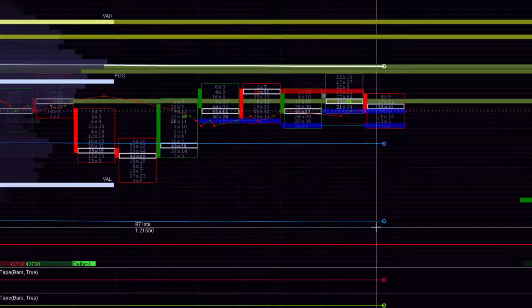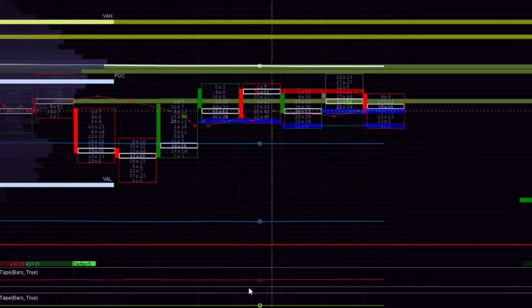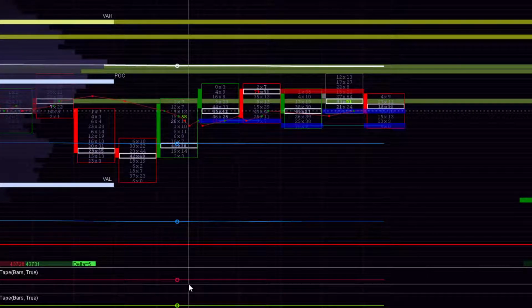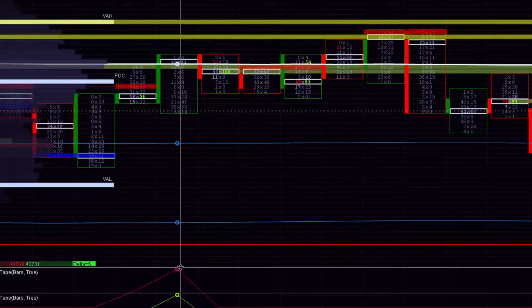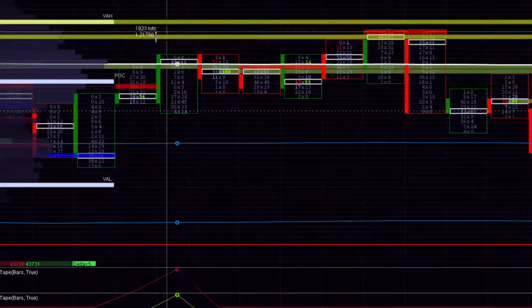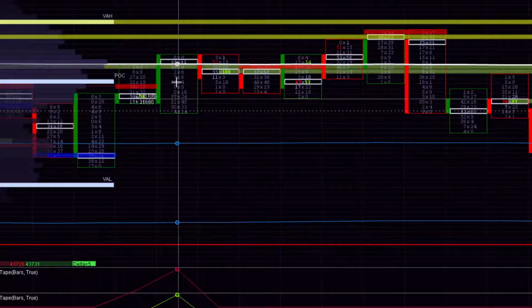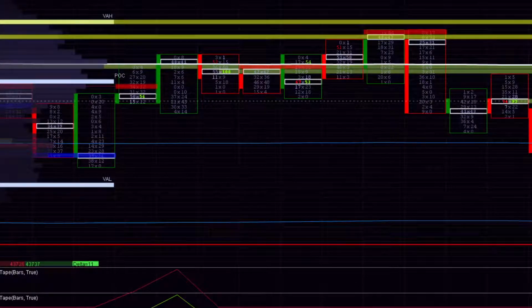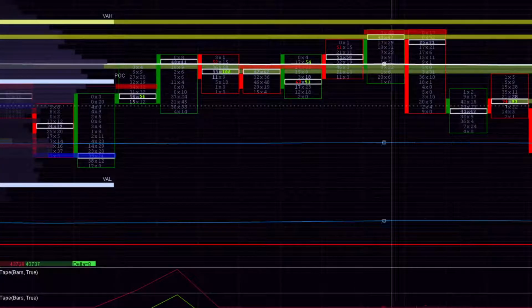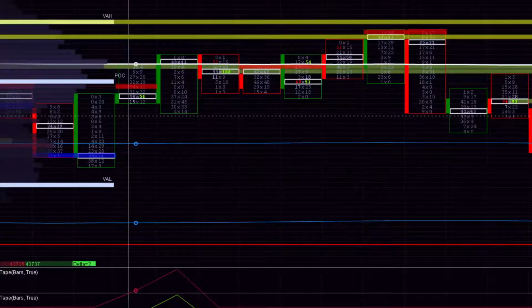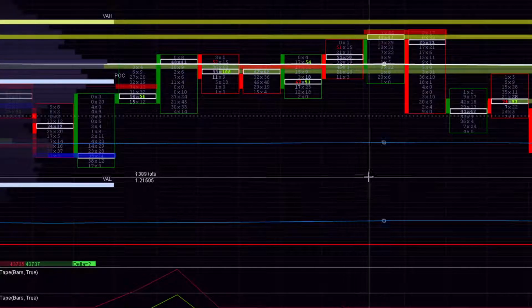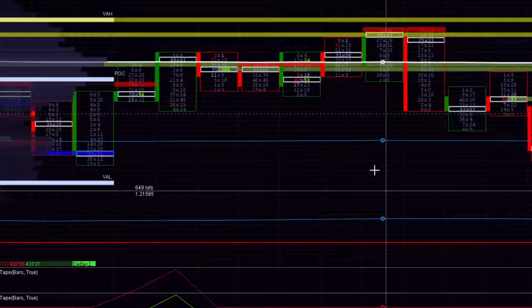You can have, for example, the speed of the tape indicator, which just shows me who's being aggressive at the moment. Here, for example, you can see how many buyers, how many sellers are being aggressive in this area. So I can spot something. I can see the delta, which is the difference between buyers and sellers. And at the bottom, I can see exactly what's going on.